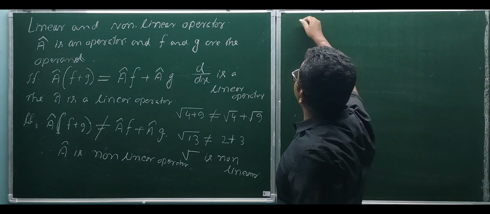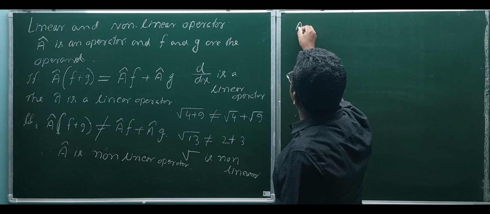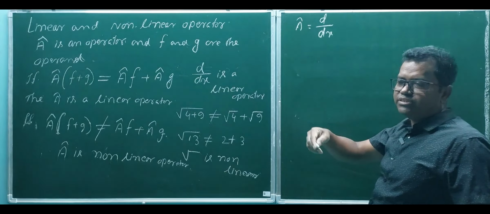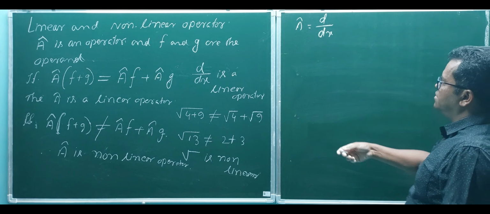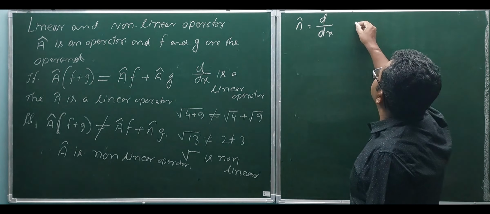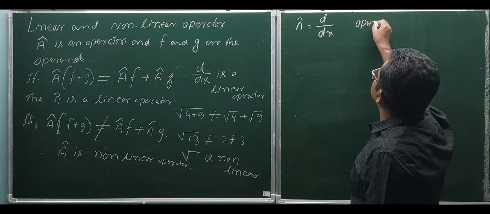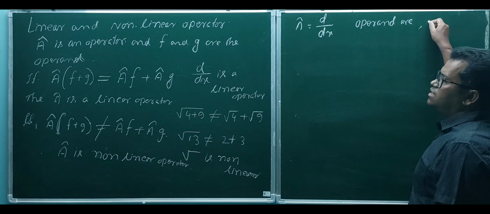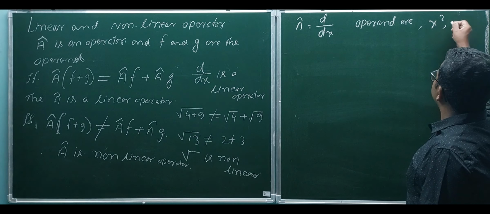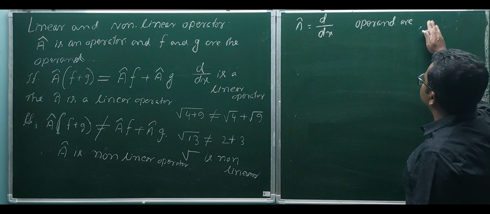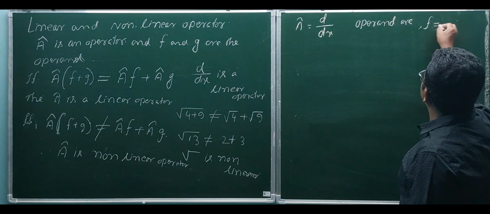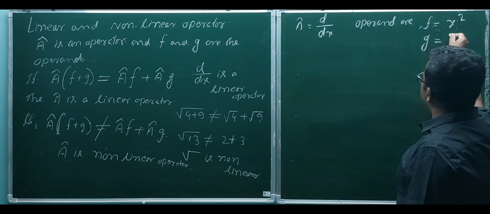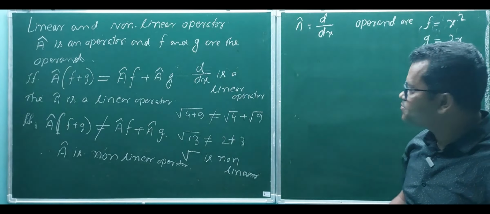Say the operator A cap is d/dx, and let us take two operands. Take any example: say one is f equal to x square, and another is g equal to twice x.